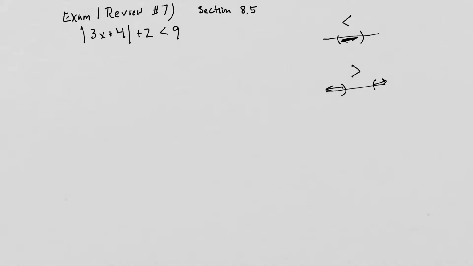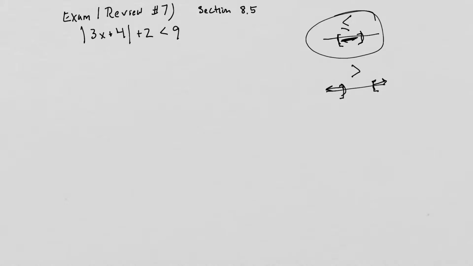So with a less than or equal to, you would have a square bracket instead of a round bracket. Same thing with greater than or equal to, you get a square bracket. Okay, but we're looking at a less than, so we're going to be having this kind of situation going on. So let's take a look.